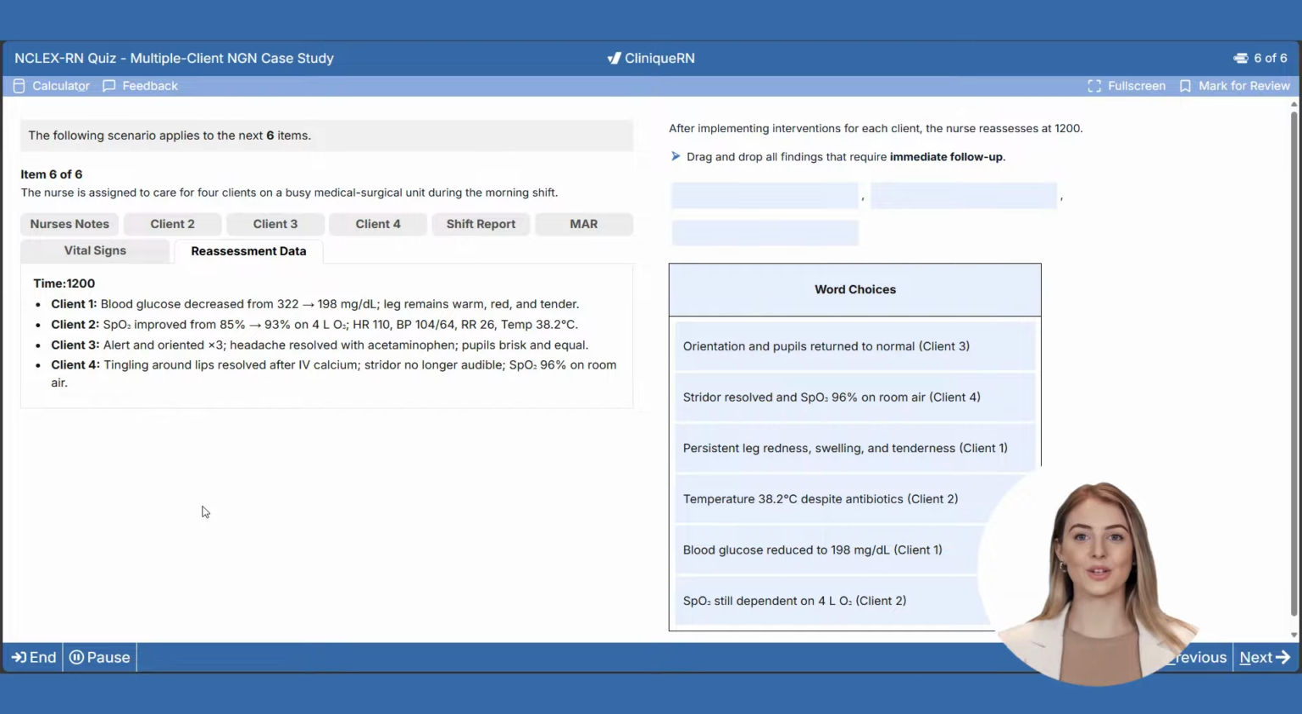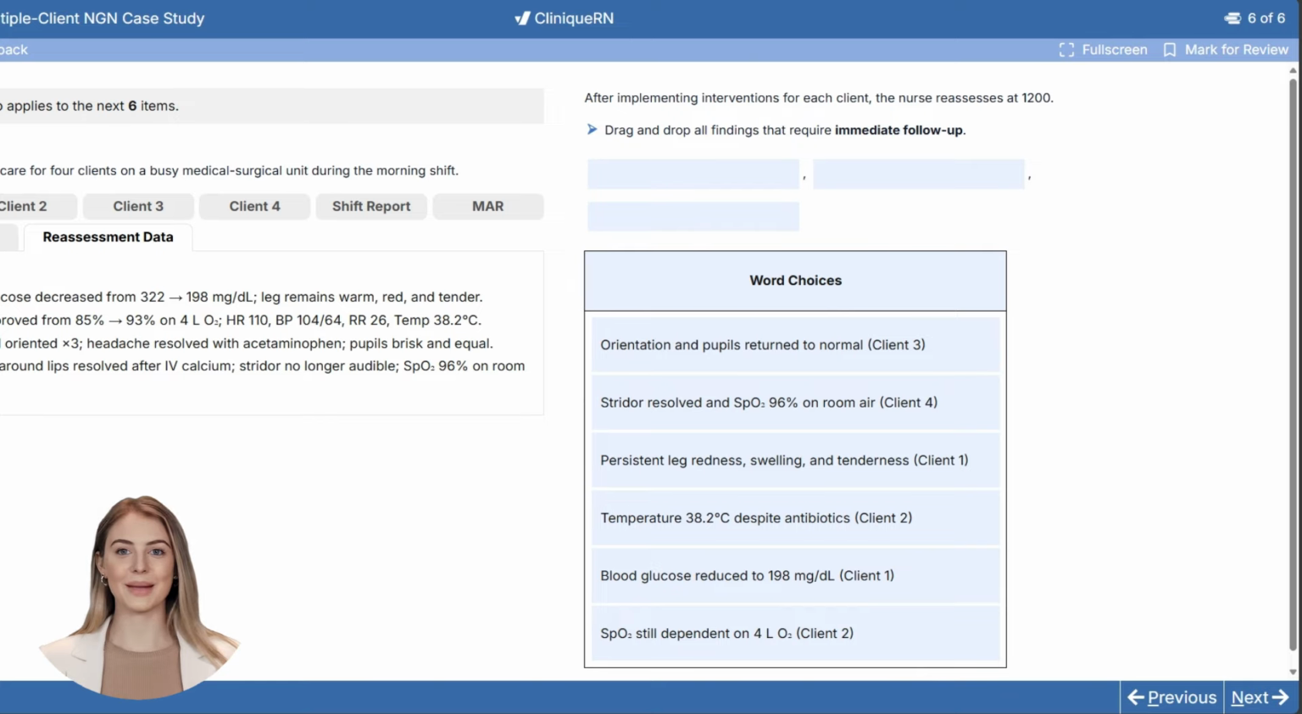Client 3, alert and oriented times 3, headache resolved with acetaminophen, pupils brisk and equal. Client 4, tingling around lips resolved after IV calcium, stridor no longer audible. Peripheral capillary oxygen saturation 96% on room air. Now the question. After implementing interventions for each client, the nurse reassesses at 1200. Drag and drop all findings that require immediate follow-up.